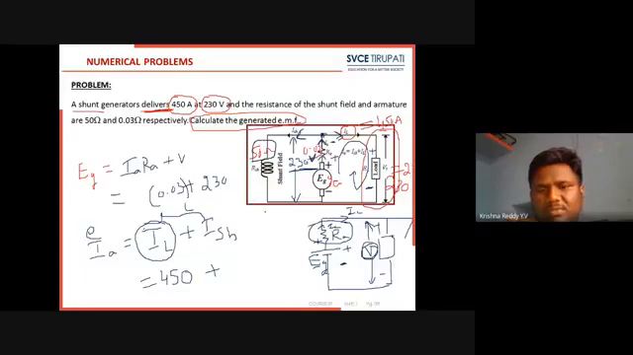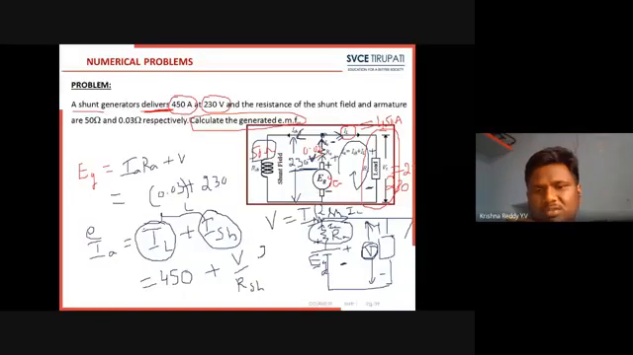Here the voltage across the shunt field winding is 230 volts and the resistance of the shunt field winding is 50 ohms. According to Ohm's law, V equals I into R, where the current flowing in the shunt field winding is ISH and the resistance is RSH. From this, what is the equation for ISH? ISH is V divided by RSH.